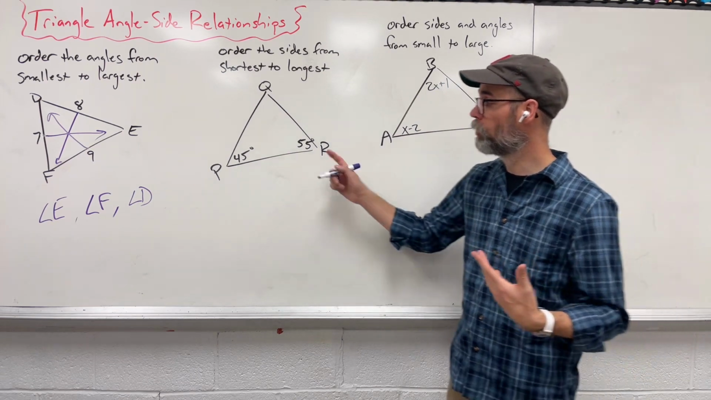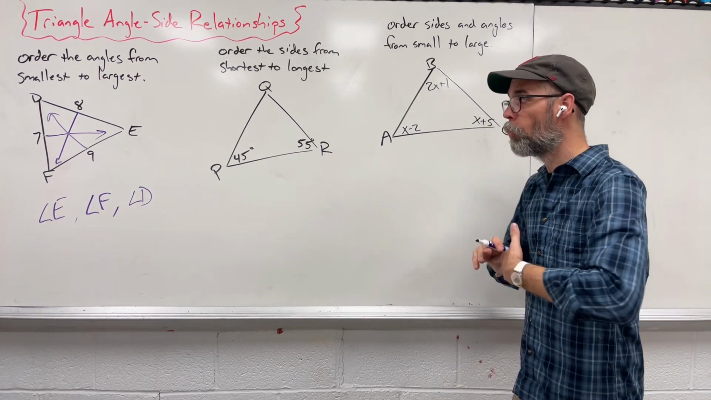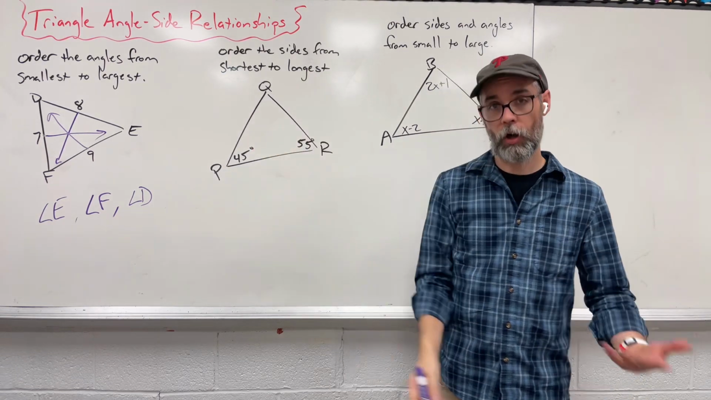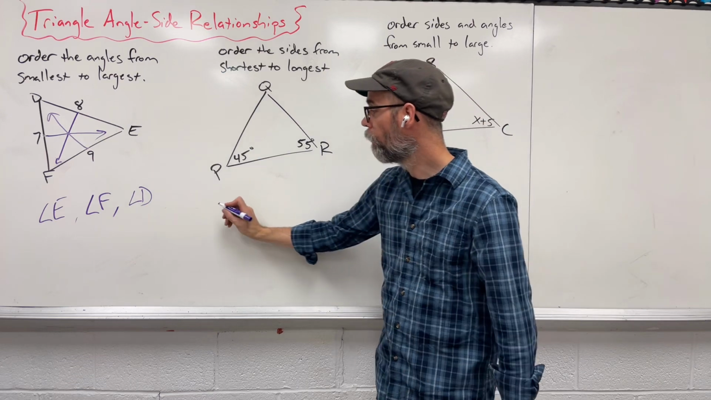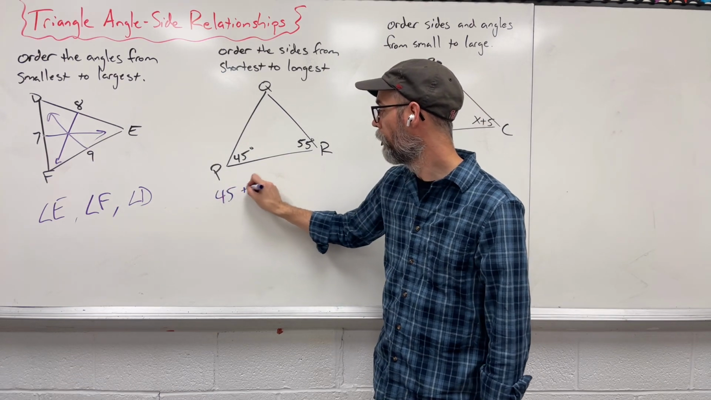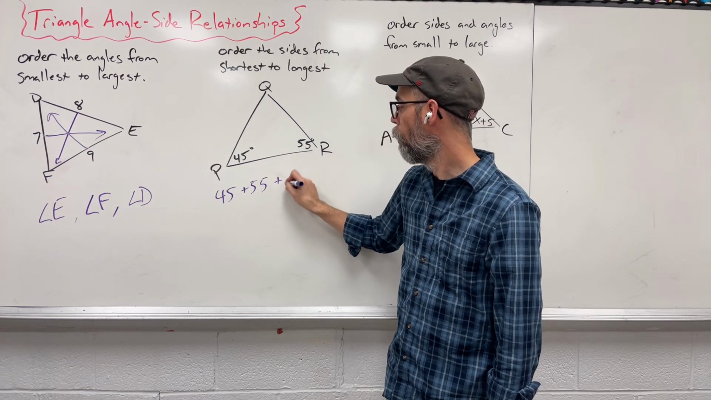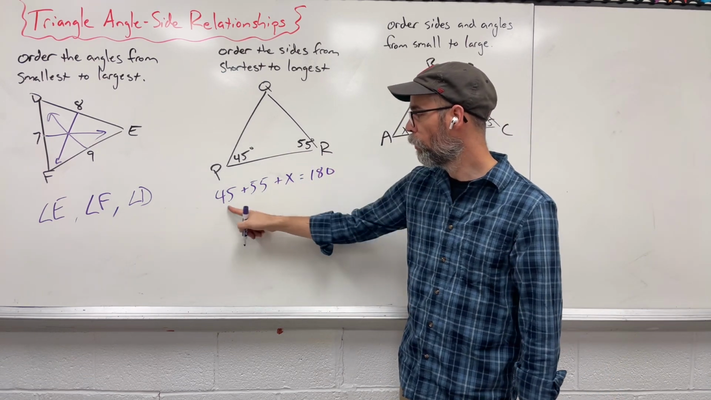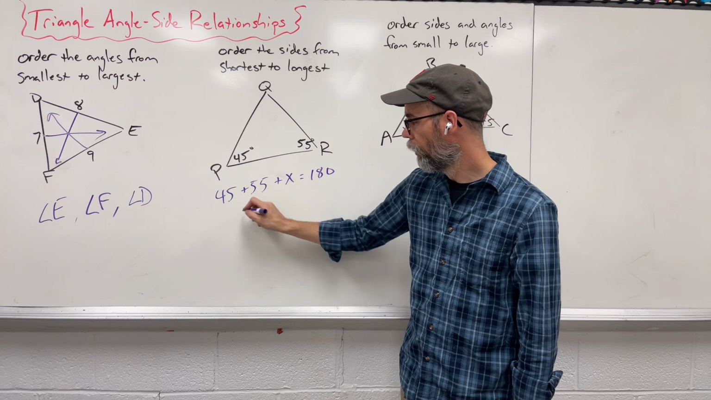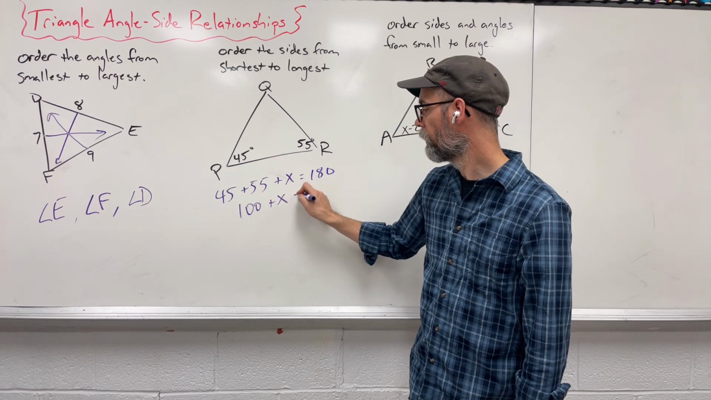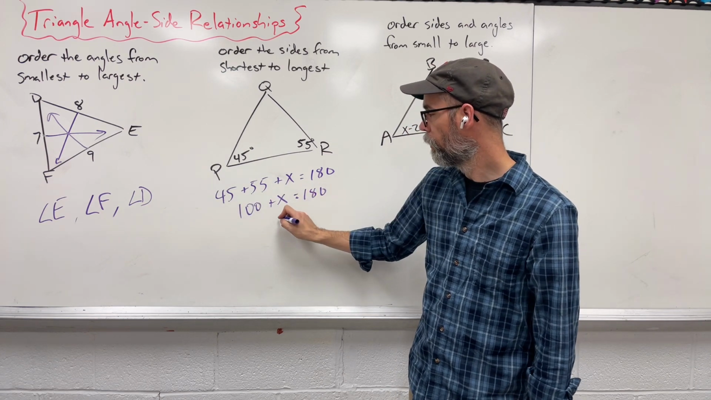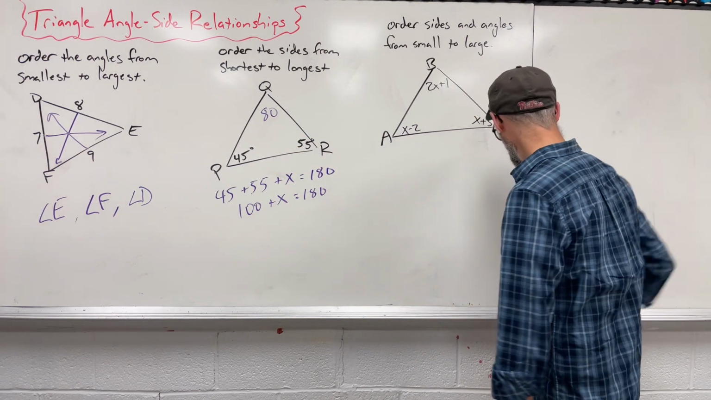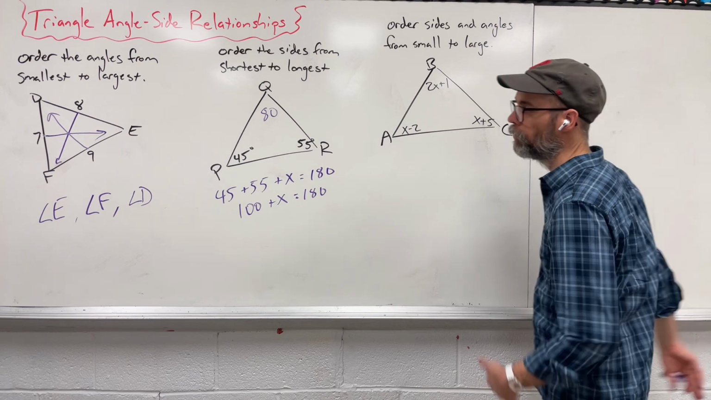Now, what if we're given just two angles? Well, we know within a triangle, all of our angles add up to 180 degrees. If I already have 45 and then 55, what's the mystery angle to give me 180? These two, when we add them up, we get 100 plus x, and that ends up being 80 degrees. Okay, so we know that. That helps us to put things in order.